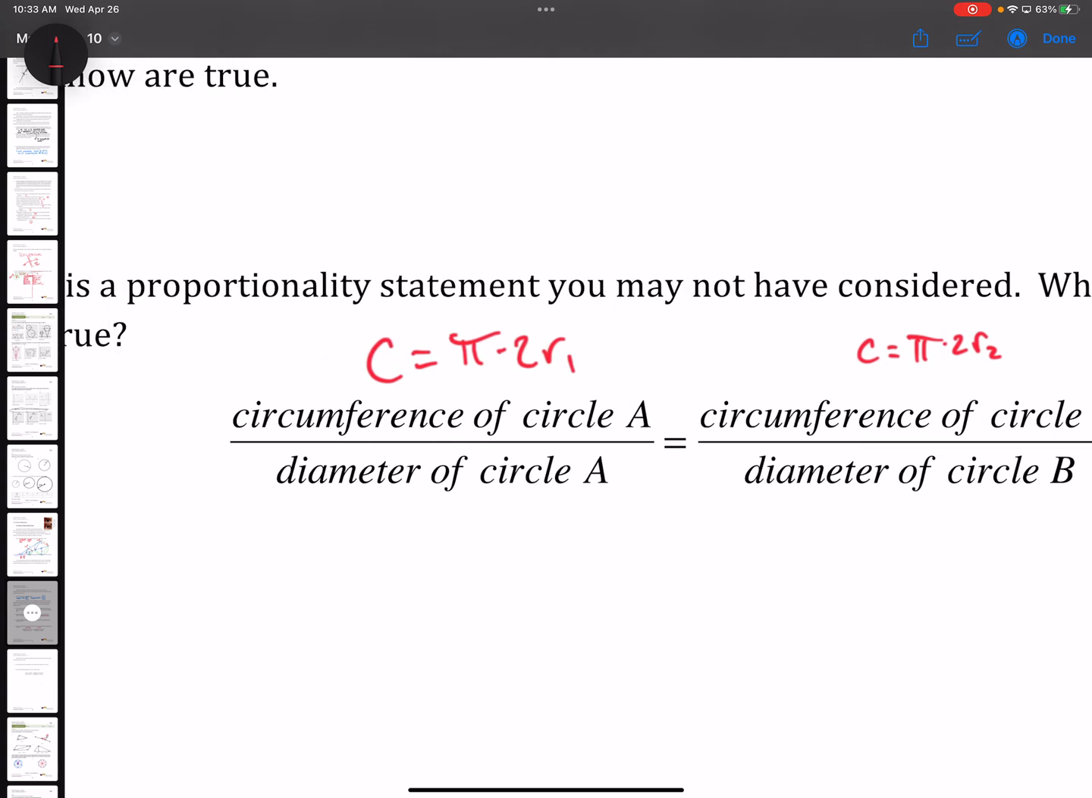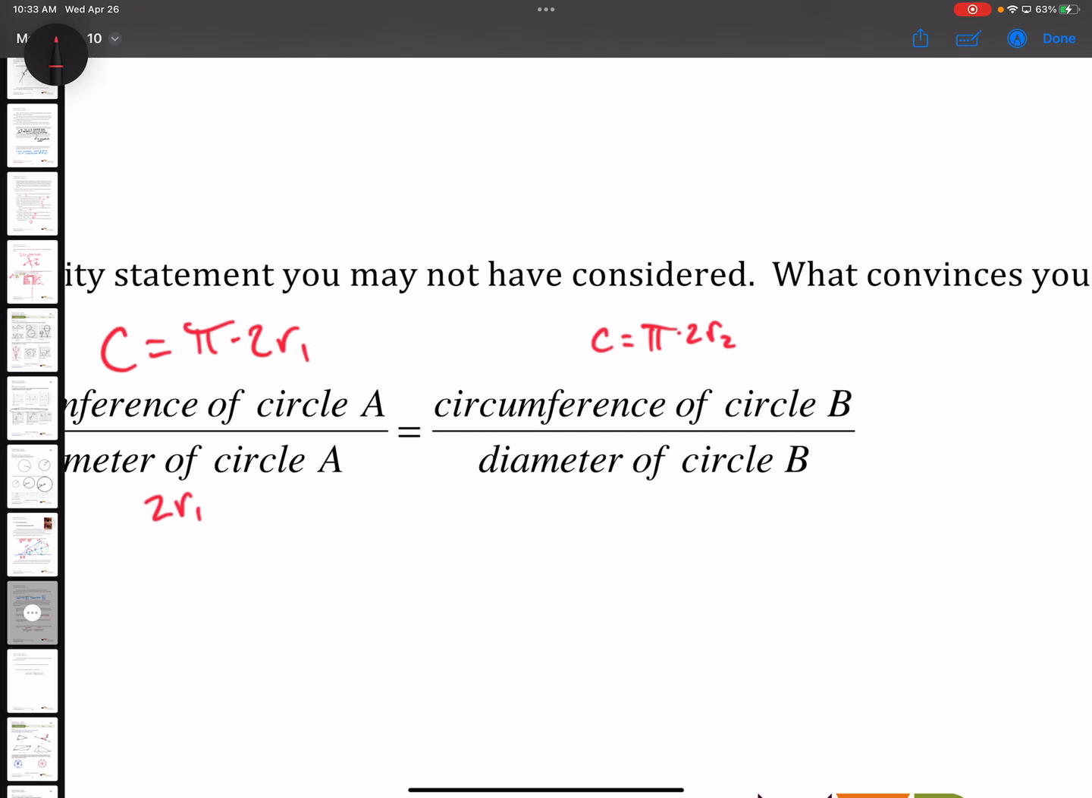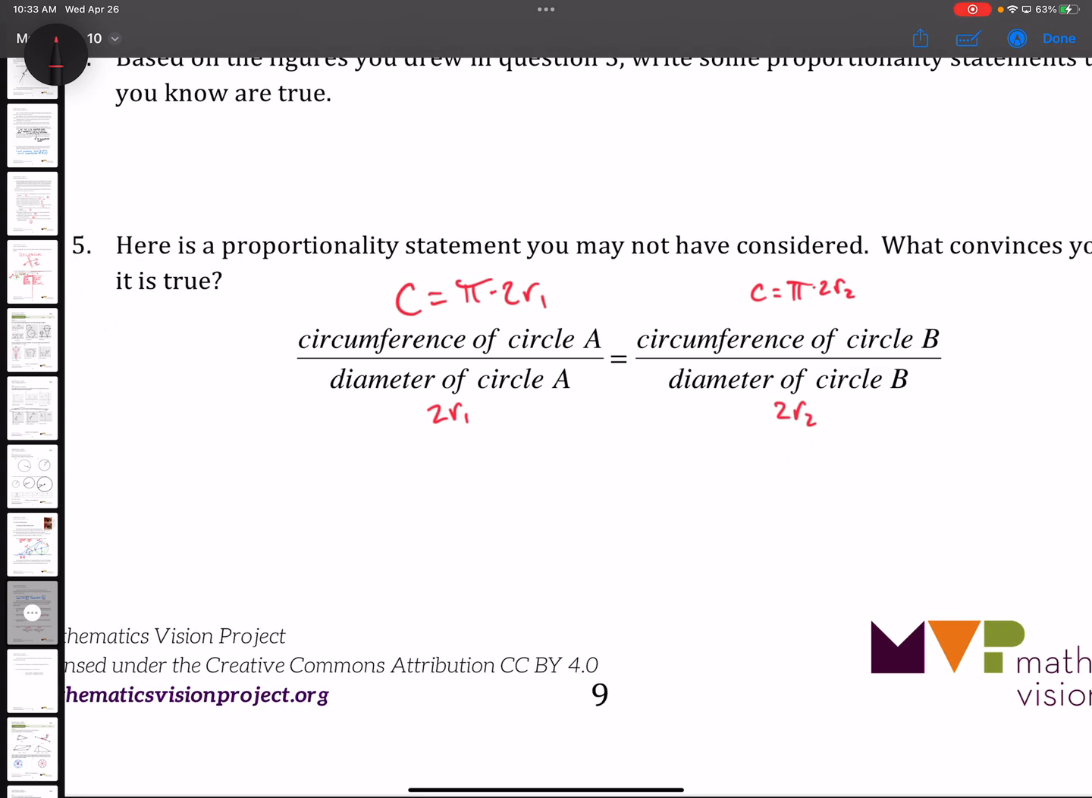And then in the diameter down here, what's the diameter of circle A in terms of r? 2r1. What's the diameter in terms of r2? 2r2. Good. Here's the convincing that these are true. If I were to say it as pi 2r1 and pi 2r2 instead of the circumference, check out what happens when I rewrite this proportionality statement.